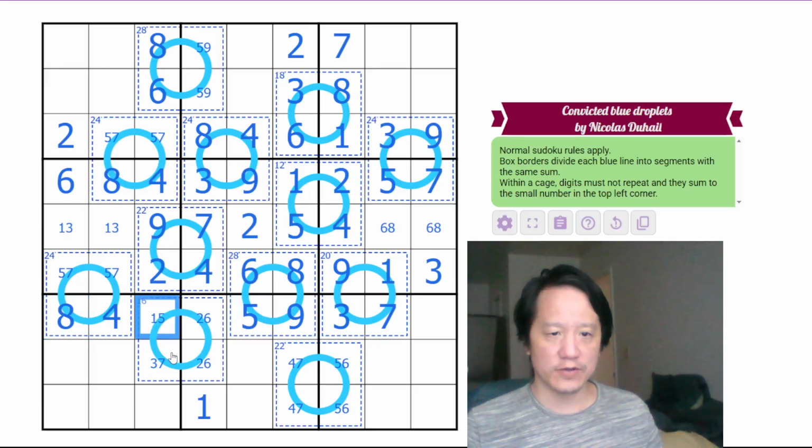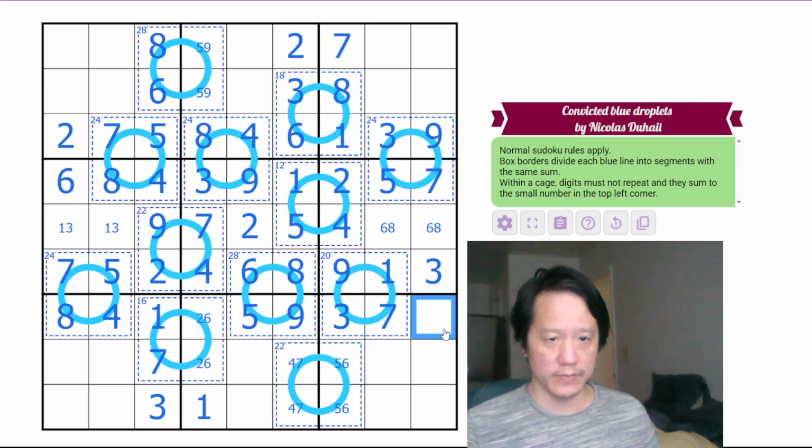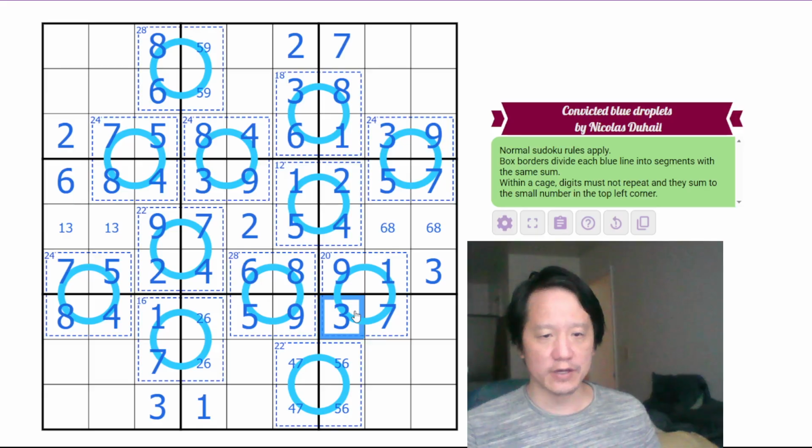5 eliminates 5 here, so it's 1 and 7, adding up to 8. 7 eliminates 7 here, so it's 5 and 7 there. Remaining digit in column 3 is a 3. And then everything else has to be done with normal Sudoku.